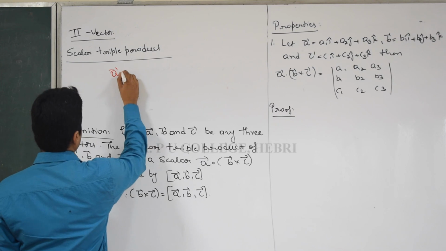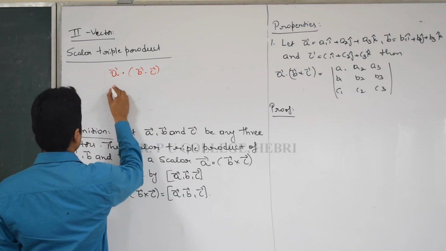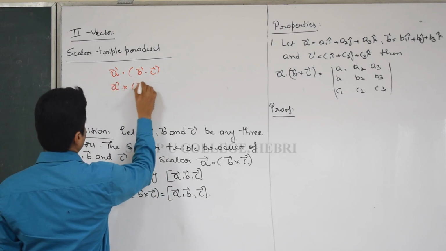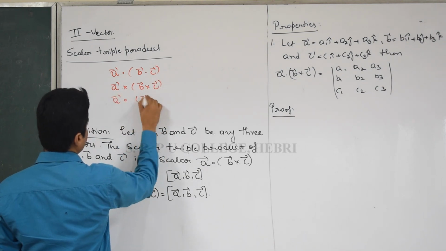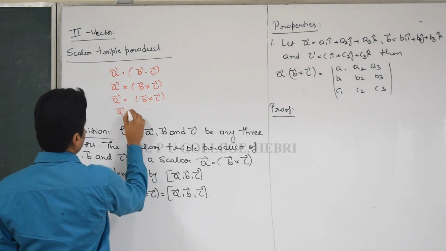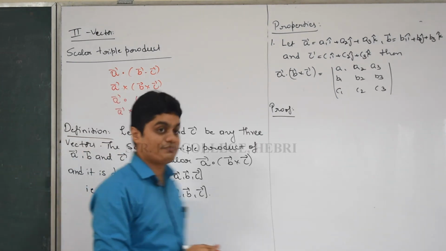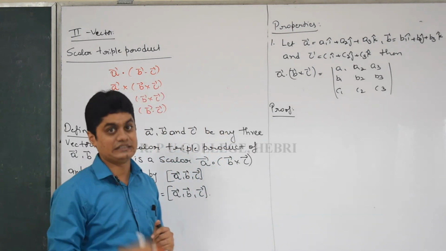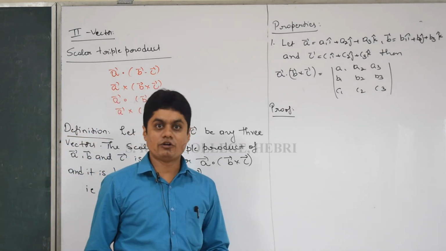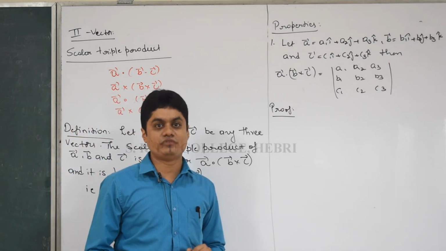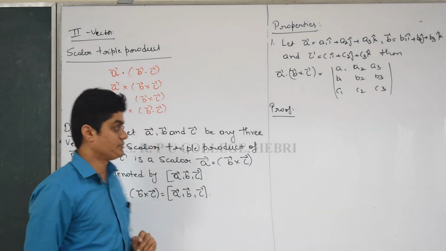Vector A dot B dot C. See here, also it looks like a product of three vectors. A cross vector B cross C, A dot vector B cross C, vector A cross vector B dot C. Out of these four different types of products, remember, two are never possible. Two never exist. Only two exist. Out of that, one is the scalar triple product, another one is the vector triple product. But the vector triple product is not in the syllabus, so we are only discussing the scalar triple product.